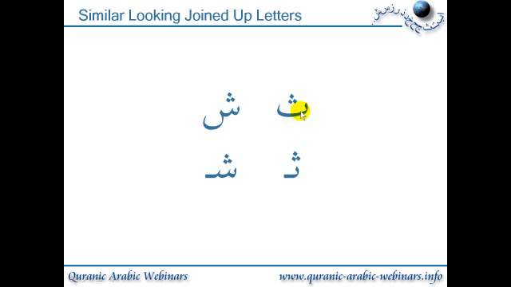This is the letter tha and this is the letter sheen. In the joined up format, you can get confused because both of them have 3 dots. However, look at the curves underneath. The tha has just got the beginning of its original curve, whereas the sheen will have the 2 double curves, just as it has in its unjoined format. So this is the joined up version of tha and this is the joined up version of sheen.